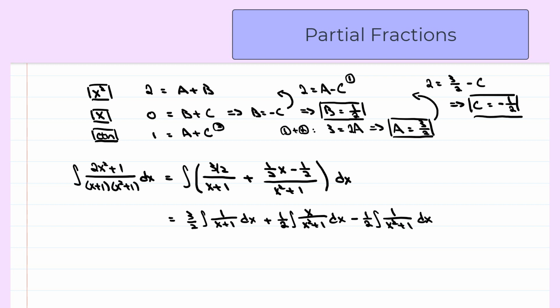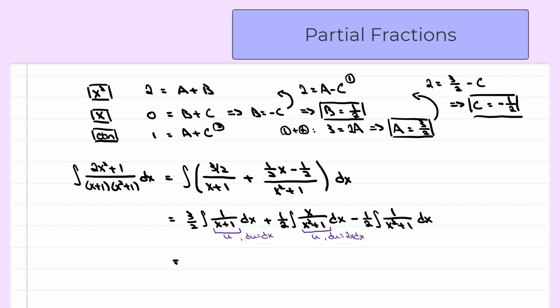For the first integral, we can let u be x plus 1. So du is just dx. And for the second integral, we can let u be x squared plus 1. So du is 2x dx. And for the third integral, it's a basic antiderivative. It equals arctan of x.